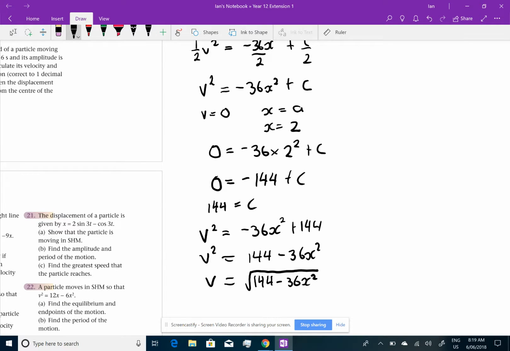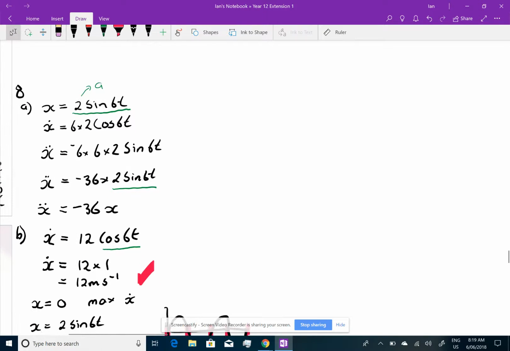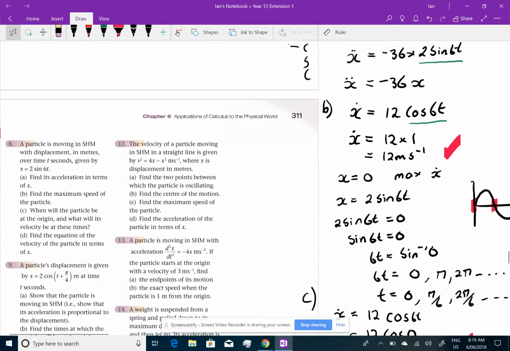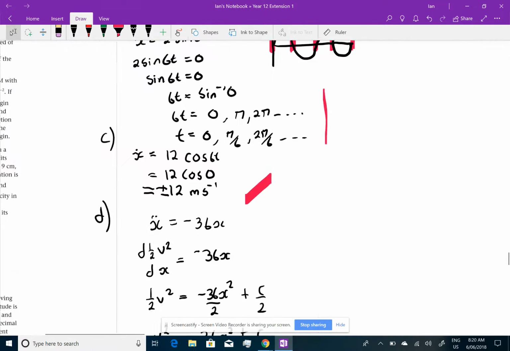Righto. I now want to have a look at question 10. And it's a bit more complicated. So let's have a look at 10. Question 10: show a particle is moving according to simple harmonic motion if x equals that, and then find the maximum speed.